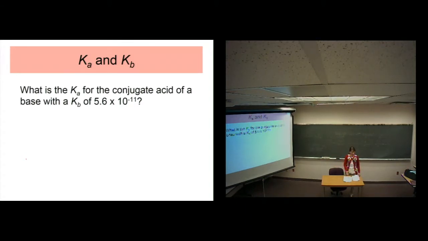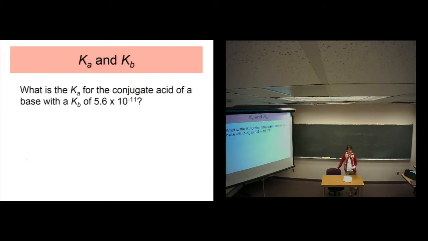What did you guys get? Can you divide that out? Kw divided by Kb, and what do we get for Ka? So Ka times Kb is equal to Kw. 1.78, 1.79. So would everybody get 1.8 times 10 to the minus 4? Because Kw is 1.0 times 10 to the minus 14, so we divide that out and we get 1.8 times 10 to the minus 4?